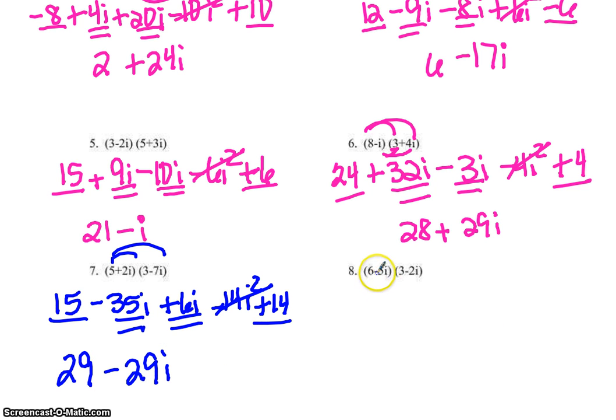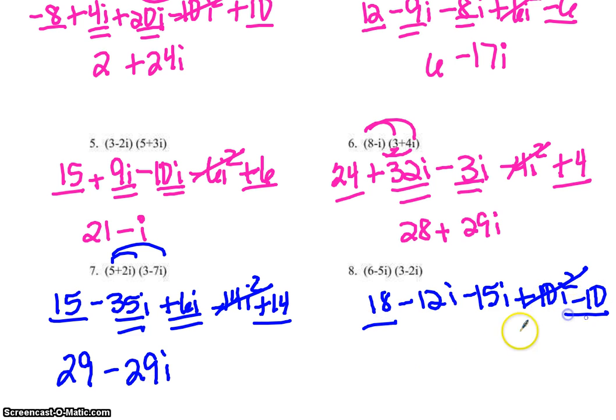Last one, 6 times 3 is 18. 6 times negative 2i is minus 12i. Negative 5i times 3 is minus 15i. And negative 5i times negative 2i is plus 10i squared. The plus 10i squared becomes minus 10. 18 minus 10 is 8. And then negative 12i minus 15i is minus 27i.